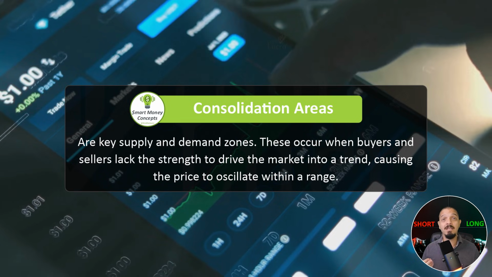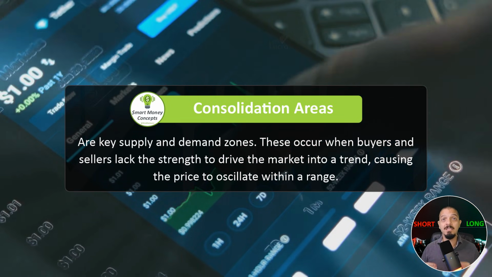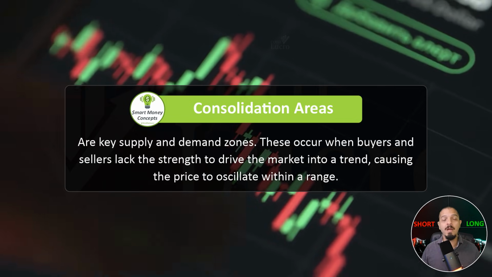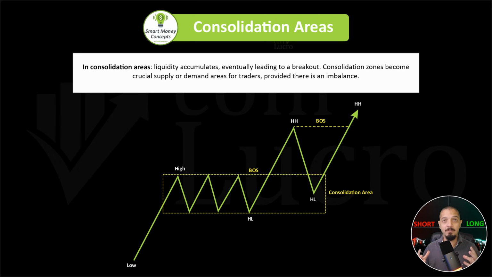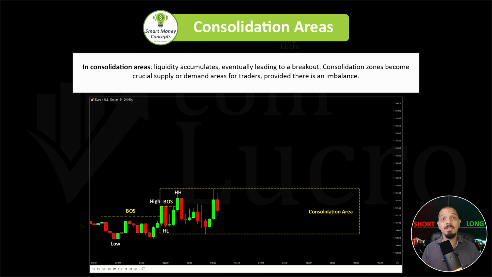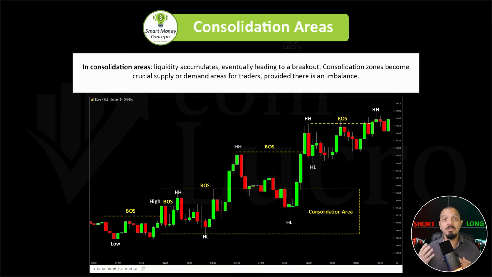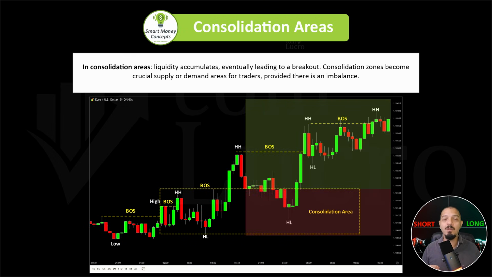Finally, consolidation areas are key supply and demand zones. These occur when buyers and sellers lack the strength to drive the market into a trend, causing the price to oscillate within a range. Liquidity accumulates, potentially leading to a breakout. Consolidation zones become crucial supply or demand areas for traders, provided there is an imbalance. For instance, if the price consolidates during the Asian session and London liquidity enters, this consolidation zone becomes an ideal demand zone for long opportunities. The stop is protected above the zone, with multiple targets set. Similar to order flow areas, consolidation zones can be large, requiring careful trade entry to avoid an extensive stop loss.